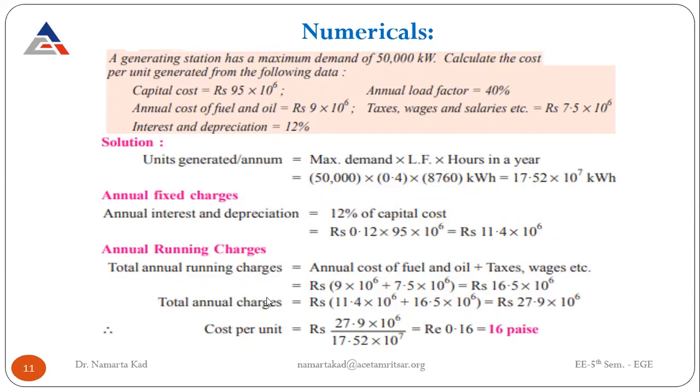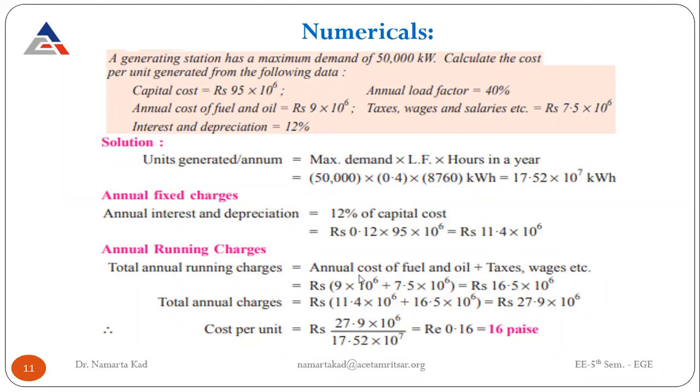And the operating cost is the annual cost of fuel and oil plus taxes, wages. That means the other maintenance and repair costs, salaries, all come under this category. Now the annual cost of fuel first. Which data is given? The annual cost of fuel and oil is rupees 9 into 10 raised to power 6. It is directly given here, no further calculations are required. But in some numericals, the fuel is given in kgs, and its consumption is given, then you have to multiply accordingly. But here it is directly given.